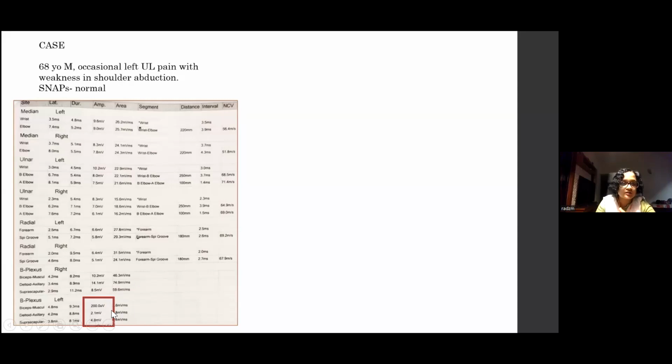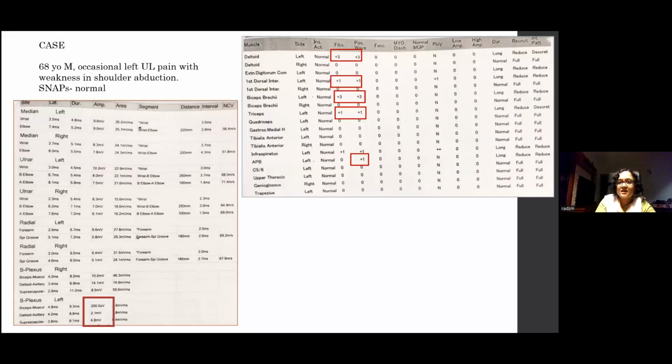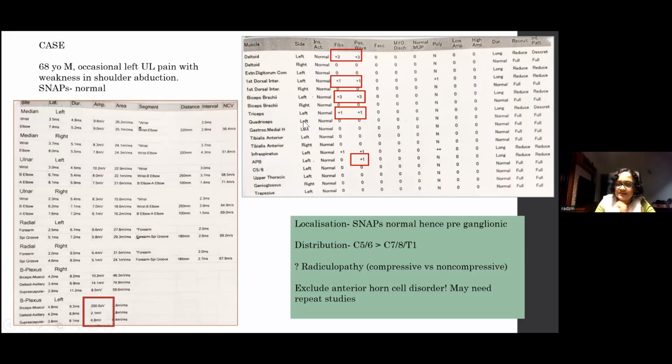Because remember, in acute radiculopathy, you will not see the abnormality in motor studies. When you do the EMG, you can see the denervation. And the denervation is quite scattered, actually. You can see it in deltoid, first dorsal interossei, biceps, triceps, all in one limb, and also in T1. So again, sensory nerve action potentials are normal. So again, it becomes preganglionic.